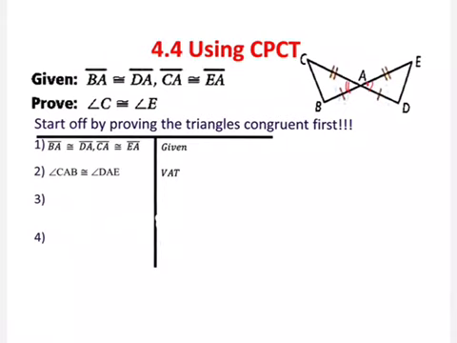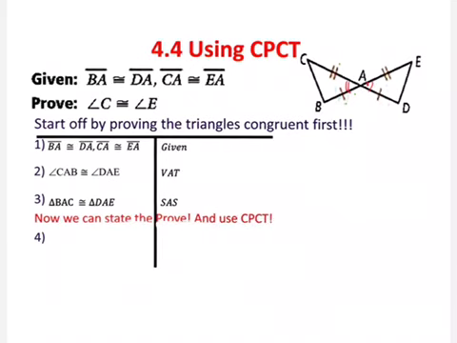If I look carefully at my diagram now, I have enough information to show side-angle-side congruence. So now I can state that triangle BAC is congruent to triangle DAE by side-angle-side, at which point I am now able to prove the statement and use CPCT. So I've shown the two triangles are congruent, so now I can show that their corresponding angles C and E are congruent by CPCT.